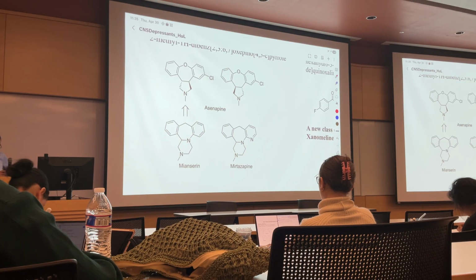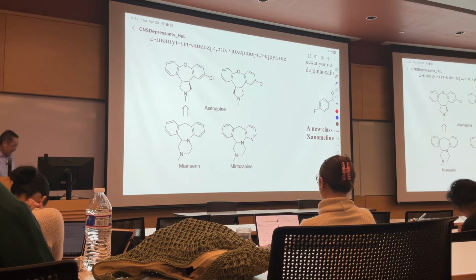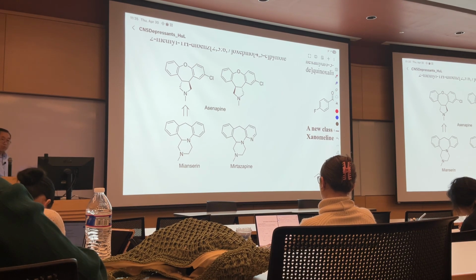This drug molecule is used to treat acute manic and mixed episodes associated with bipolar disorder and also schizophrenia, right? So bipolar disorder and schizophrenia. So it's an atypical antipsychotic with probably dopamine and also serotonin antagonistic activity.